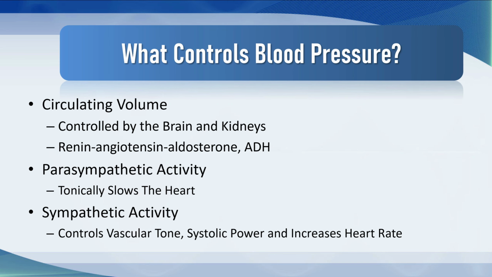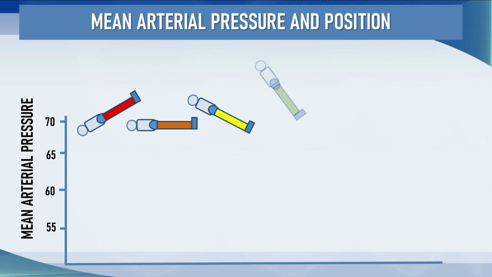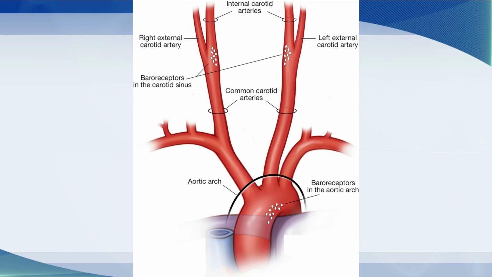It is also controlled by parasympathetic activity that tonically slows the heart, and sympathetic activity that controls vascular tone, systolic power, and increases heart rate. This is important because one of the major homeostatic actions of the body is to maintain mean arterial pressure within those vital organs, irrespective of position. Hence, when you go from lying down to standing to sitting, a series of autonomic reflexes activate that adjust vascular tone to ensure that flow is consistent. The major autonomic stress receptors are the baroreceptors in the aortic arch and the carotid arteries.